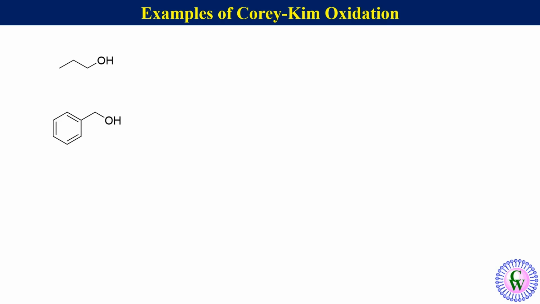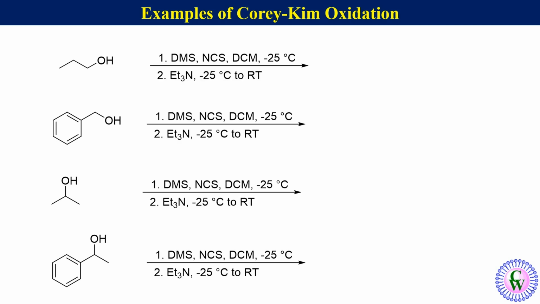Examples of Corey-Kim oxidation: 1-propanol, benzyl alcohol, 2-propanol and 1-phenylethanol when undergo Corey-Kim oxidation produce propionaldehyde, benzaldehyde, acetone and acetophenone respectively.